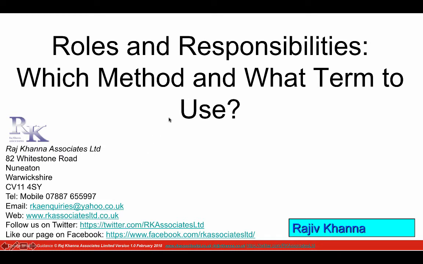One of the major reasons why change initiatives fail is because when people are brought into the journey of delivering that change initiative, they do not clearly understand their roles and responsibilities. The other problem that we have is there are different methods that talk about change, projects, programs, and each of them tend to use their own terminology. And this is mainly to do with the actual copyright.